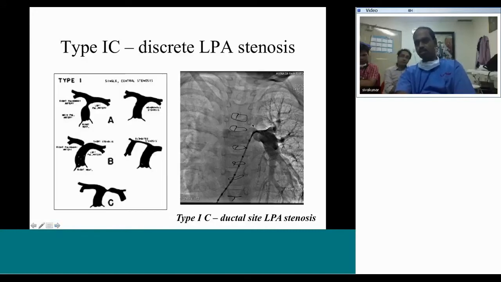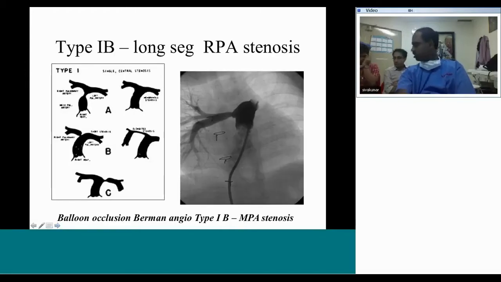Discrete left pulmonary artery stenosis due to ductal site insertion, and this is 1C, because C means left pulmonary artery, B means right pulmonary artery. We'll see an example of B.